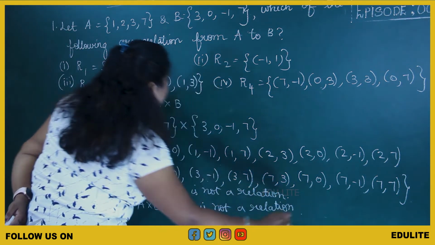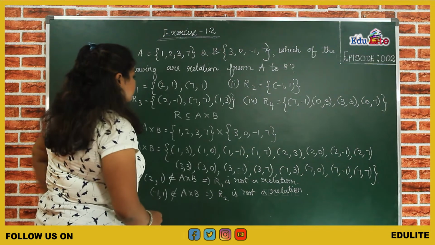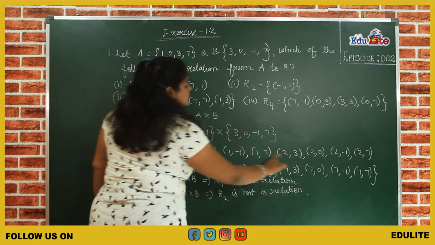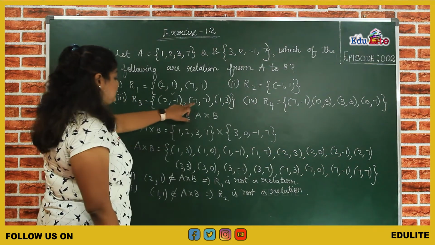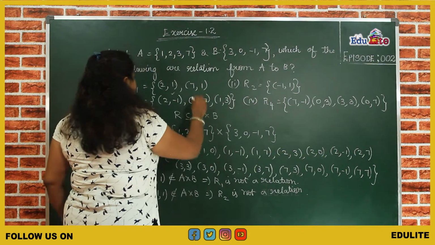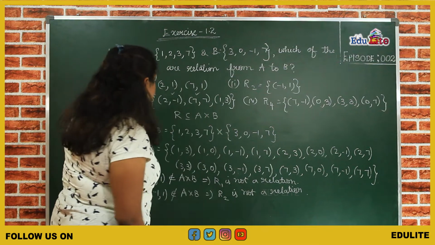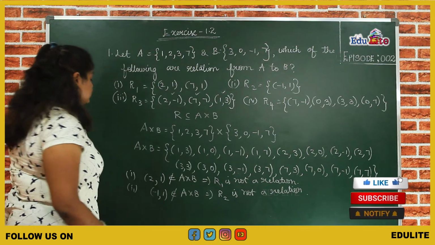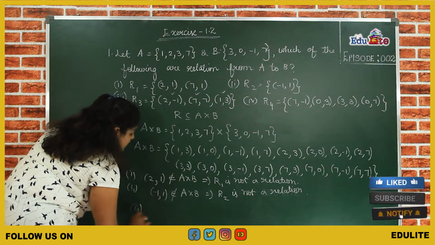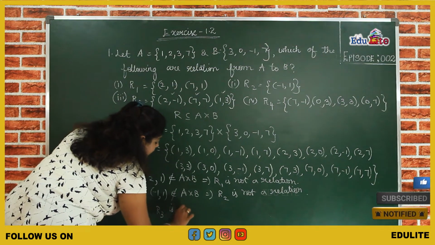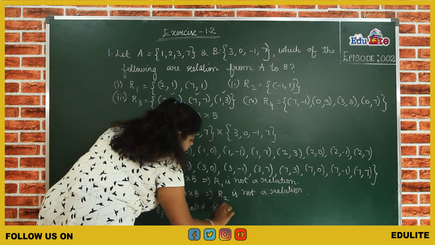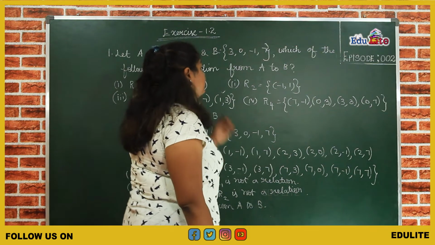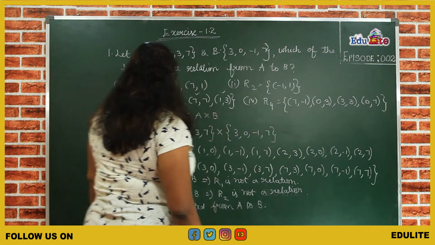Moving on to the third subdivision, we will check first (2, minus 1). Yes, it is in A cross B. Next (7, 7), yes, it is present in A cross B. Next (1, 3), yes, (1, 3) is also present in A cross B. Therefore, R3 is related from A to B.